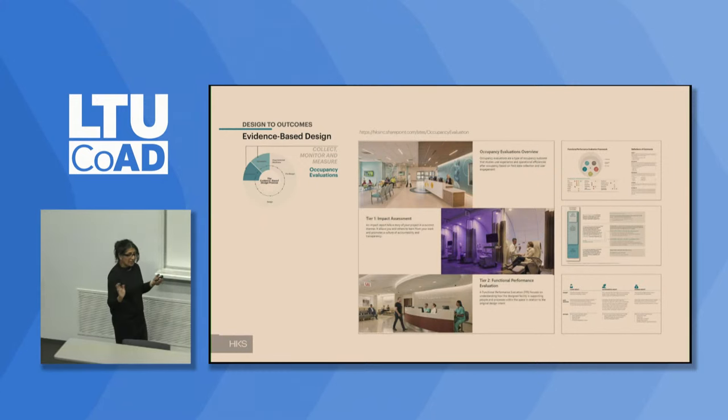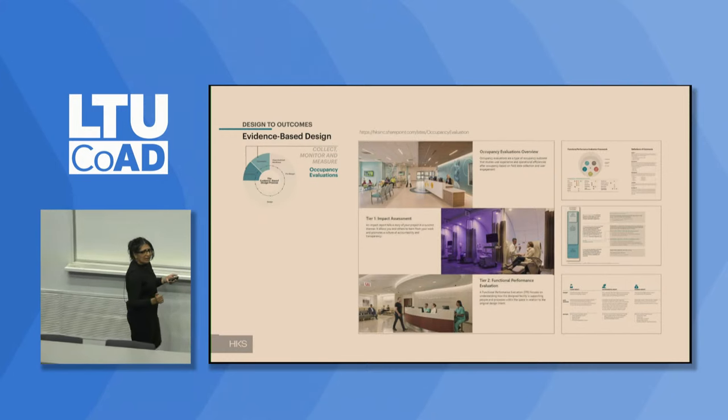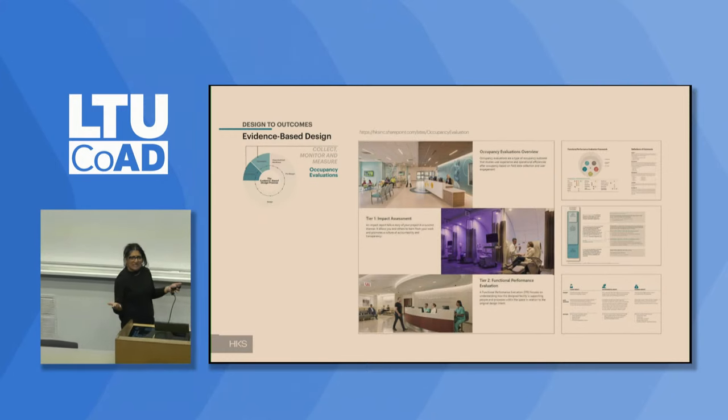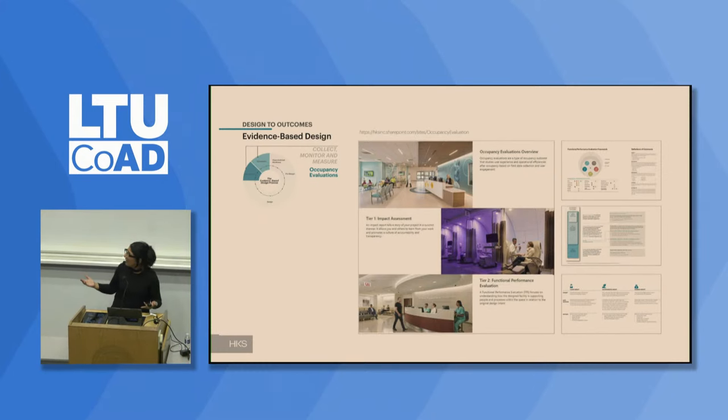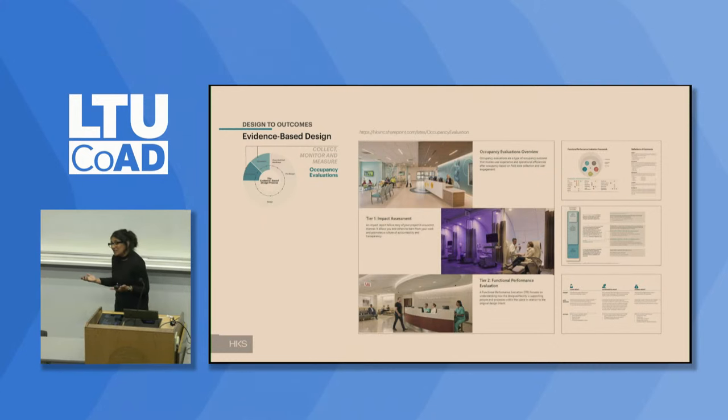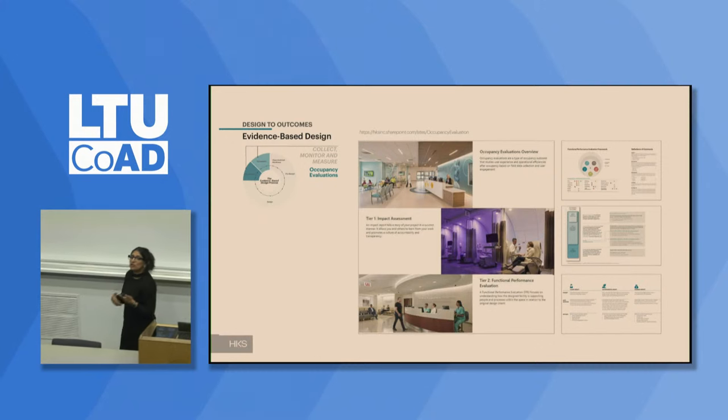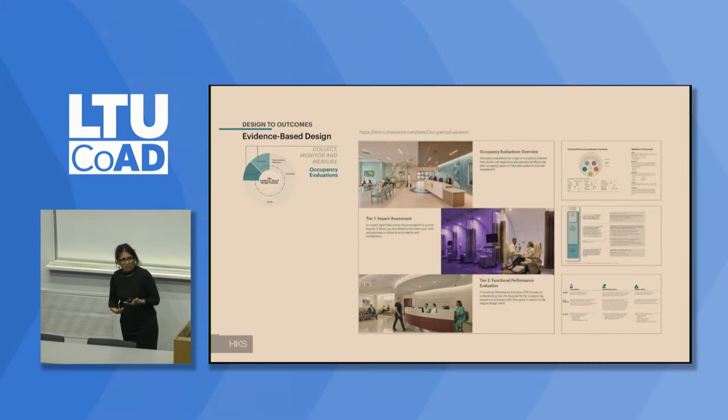For the record, we never say post-occupancy, because if it's post-occupancy, everyone's dead. So I don't know where that term came from. I protest. We call them occupancy evaluations. They should really be continuous occupancy evaluations. You should always be evaluating occupancy because you're always designing for occupancy.